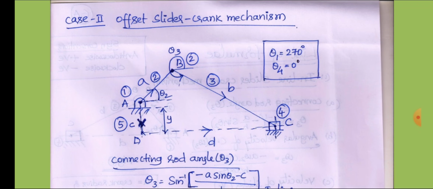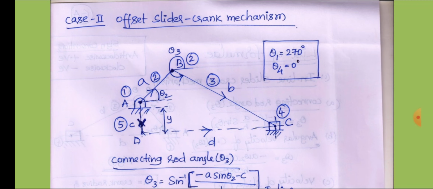So you have to remember all the three figures. First, inline slider crank mechanism, next offset slider crank mechanism of case 1 and case 2. And remember, case 1, theta 1 is equal to 0 and theta 4 is equal to 270. Whereas in case 2, as you can see on the slide, theta 1 is equal to 270 degrees, whereas theta 4 is equal to 0. So in offset slider crank mechanism, only the connecting rod angle formula is different. Remaining all formulas are same.